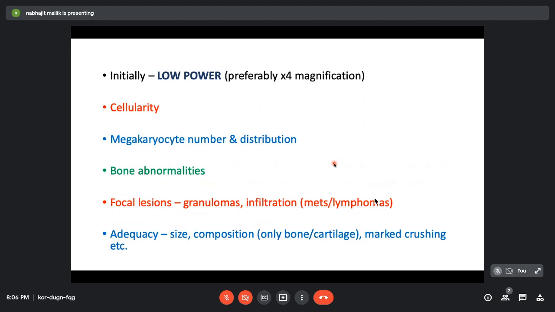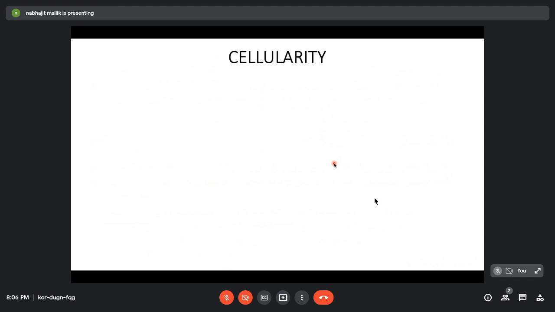And of course, we are also looking for the adequacy. What is the size? What is the composition? Do we only have bone or cartilage, or do we have the hematopoietic elements as well? Is there marked crushing or something like that? So is it adequate for opinion? So now we come to cellularity.